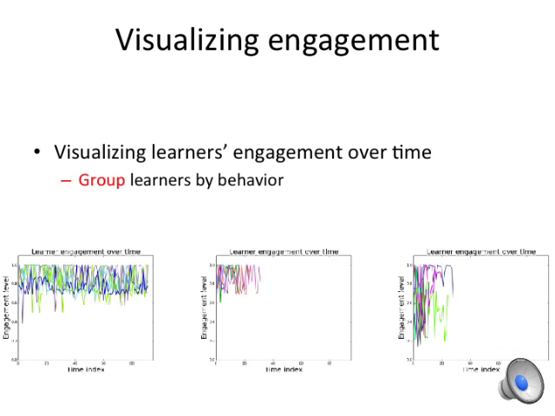Furthermore, we also visualize the evolution of learner engagement over time. We break down the learners into 3 different types according to their engagement patterns and plot their engagement level over time. The first type of learner finishes the course and consistently exhibits high engagement levels throughout the duration.